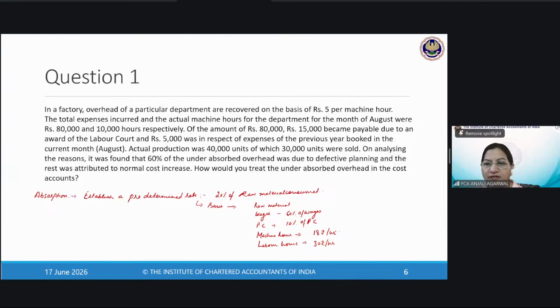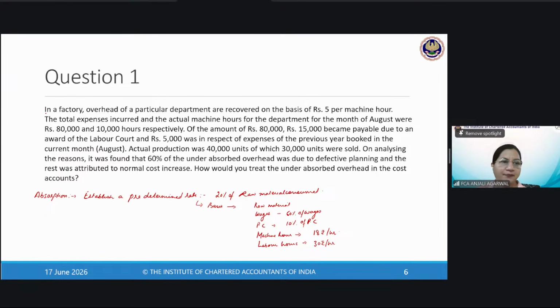Now you have to treat this under absorption or over absorption. How you are going to treat this also depends on whether your over absorption or under absorption is because of some normal reasons, or is it something abnormal. On that basis, we'll give this a treatment. So you'll understand this better when you go through this question.